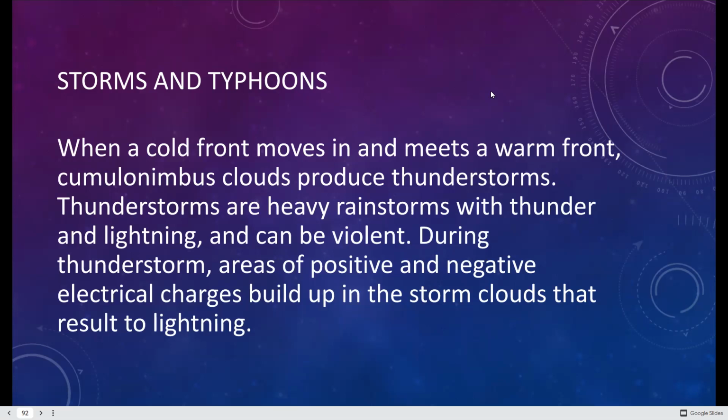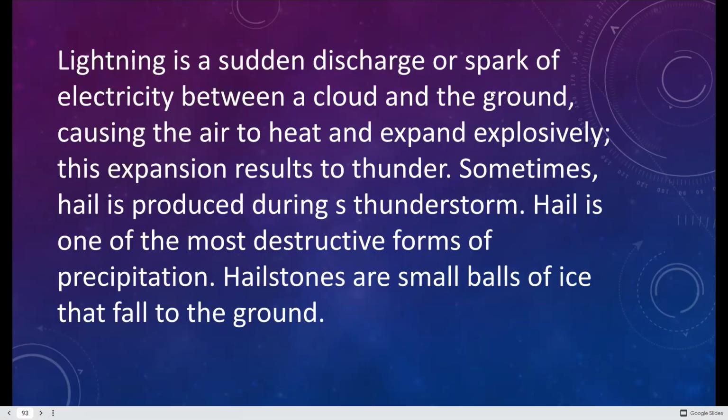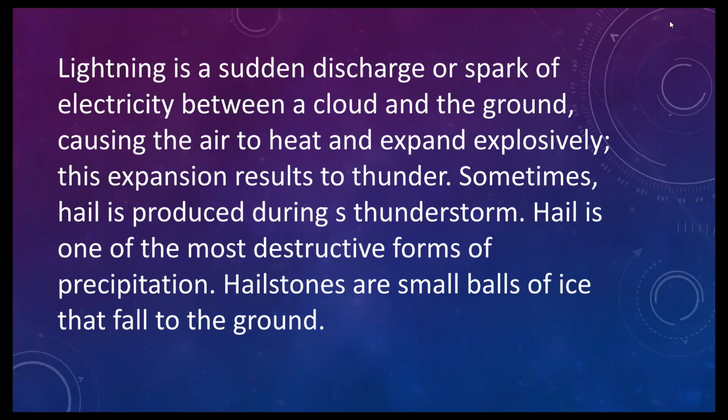During thunderstorms, areas of positive and negative electrical charges build up in the storm clouds that result in lightning. Lightning is a sudden discharge or spark of electricity between a cloud and the ground, causing air to heat and expand explosively. This expansion results in thunder. But you usually see lightning before thunder.